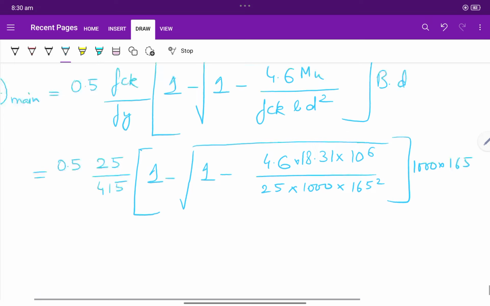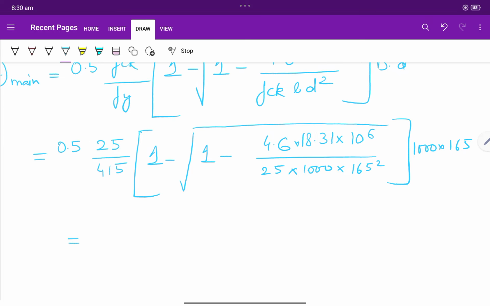Let's see. So if you calculate this, the value will come to 317.65 mm square. Okay.